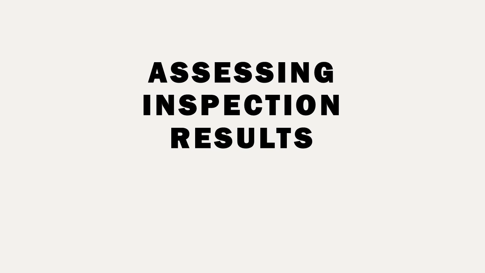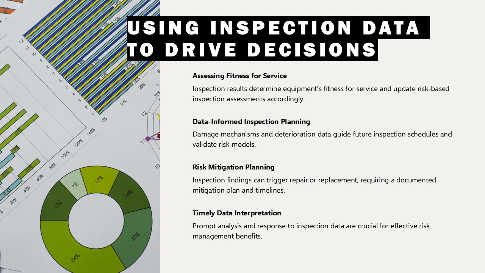Assessing inspection results: using inspection data to drive decisions. Inspection results are essential for determining fitness for service and updating RBI assessments. Data on damage mechanisms, deterioration rates, and remaining life informs future inspection planning and validates risk models. Inspection findings may also trigger the need for repair or replacement, requiring a documented risk mitigation plan that defines scope, methods, quality requirements, and completion timelines. Timely interpretation and response to inspection data are critical to realizing risk management benefits.